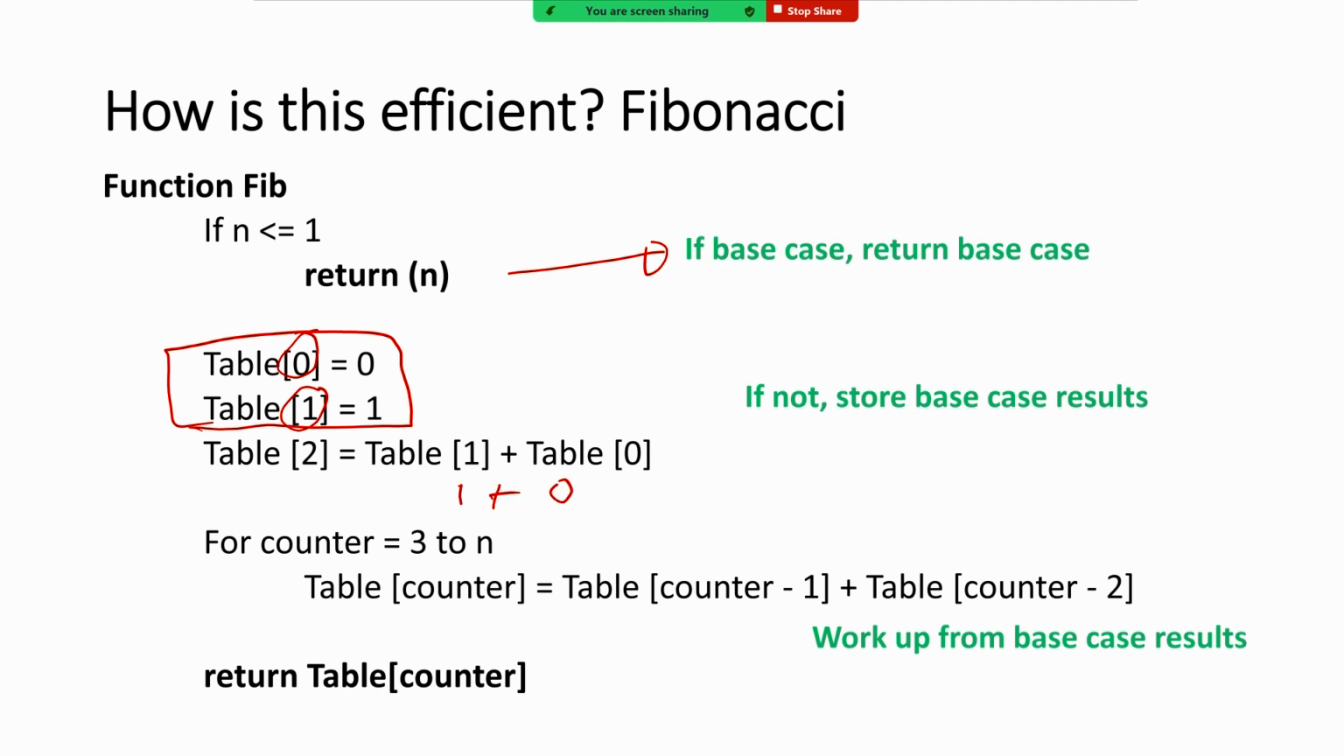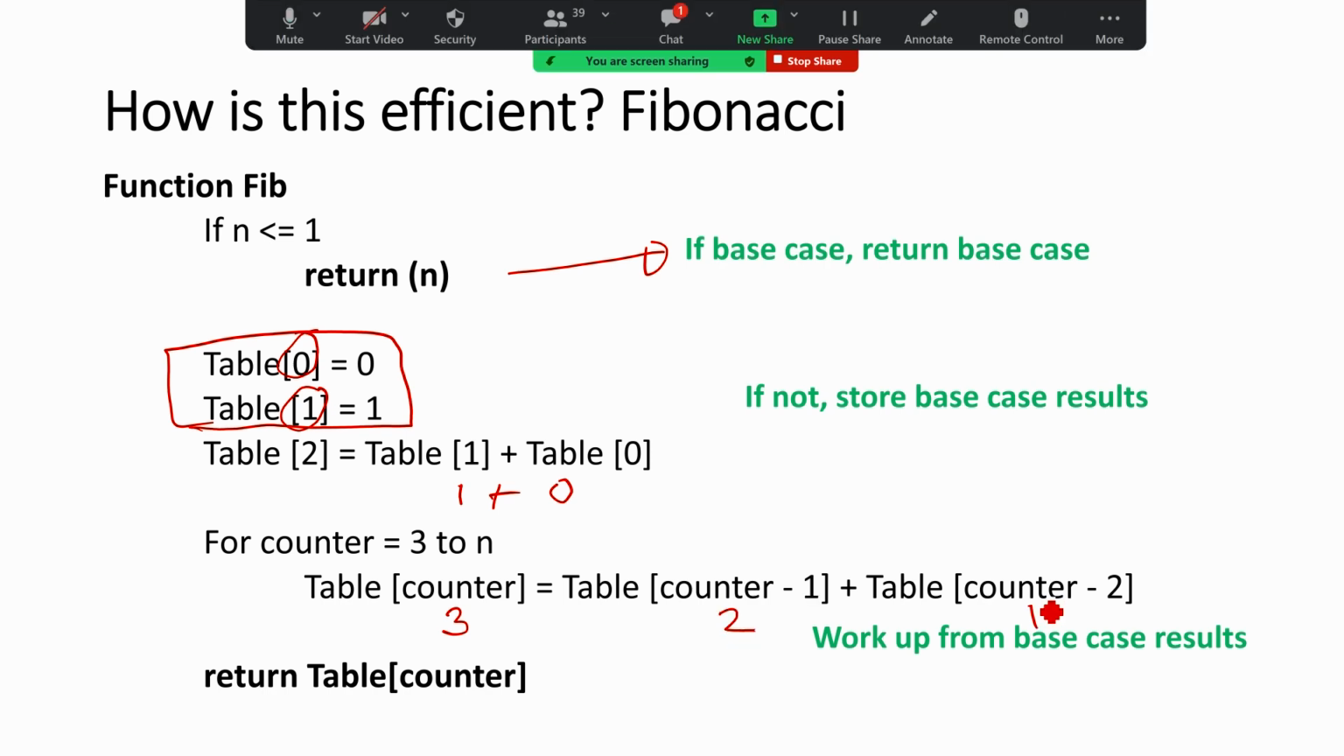And then for 3, what's going to happen? For 3, this is 3. So this is table 3. Think of this as a Fibonacci number. And what would this be? This would be 2 and this would be 1. Now we've already calculated table of 2 and table of 1. Where have we calculated table of 2? We've calculated it here. And where have we calculated table of 1? We've calculated it here. We've assigned these values.